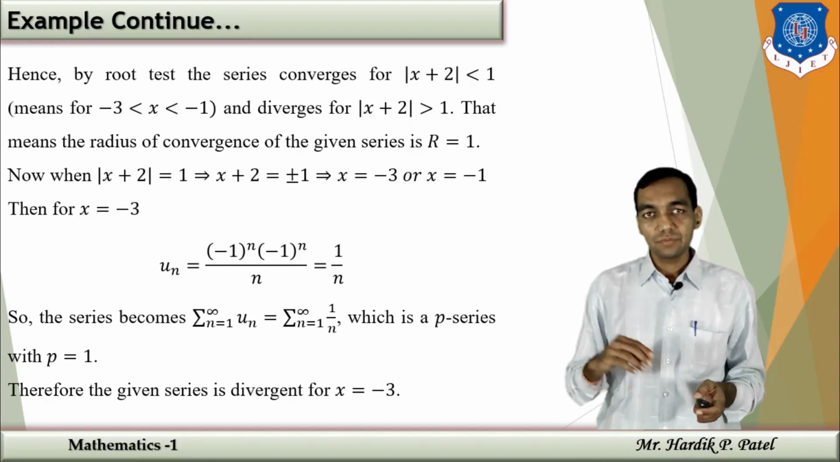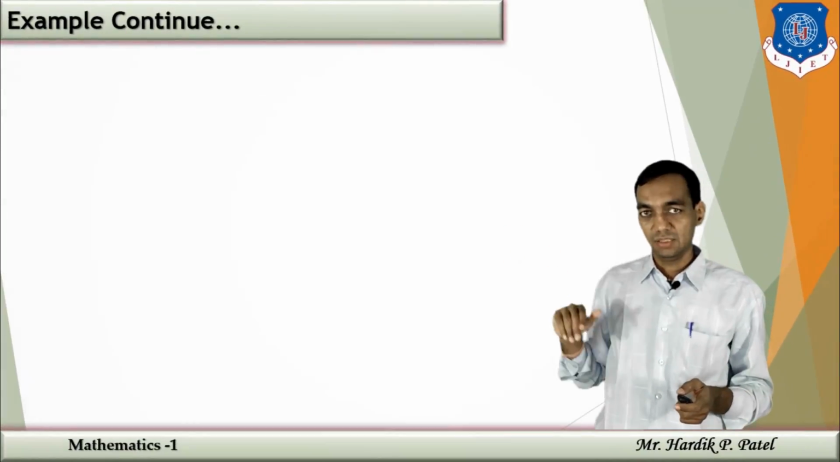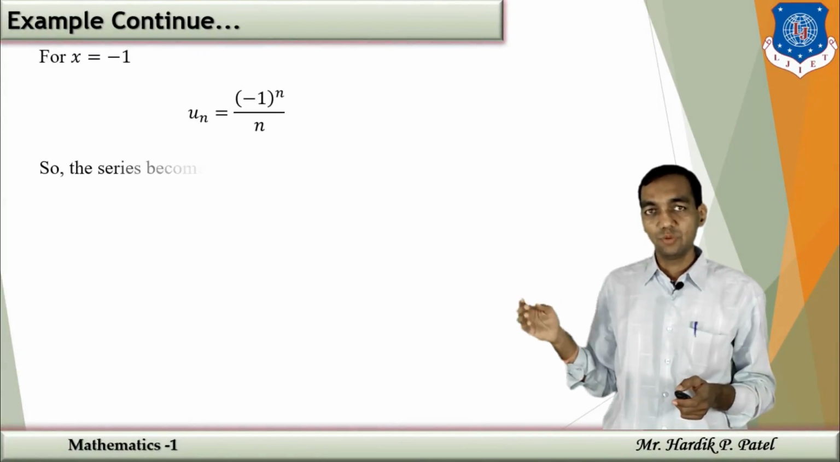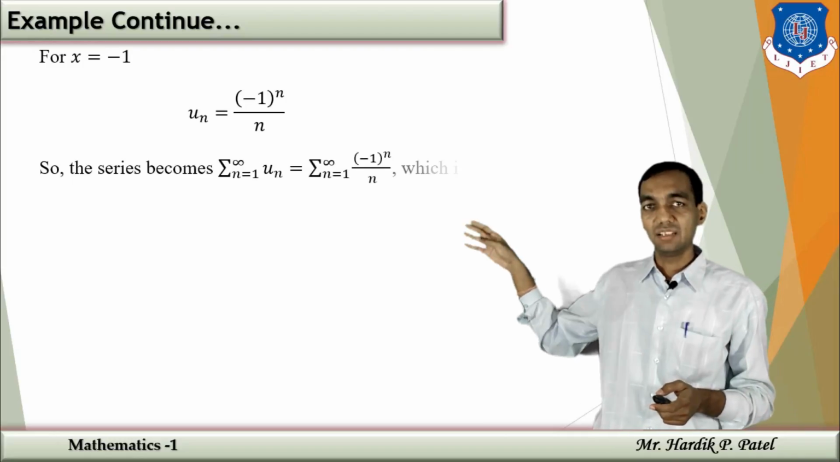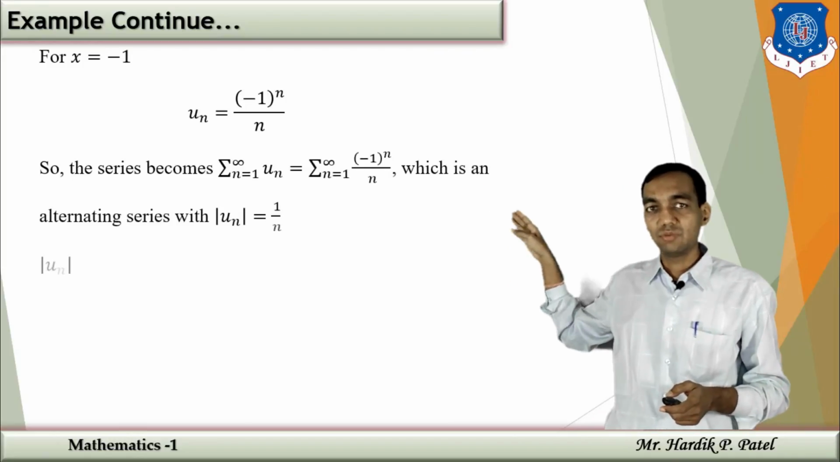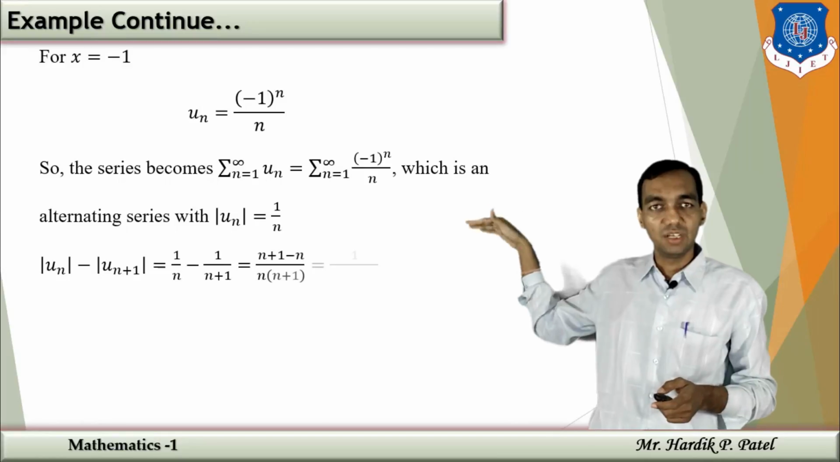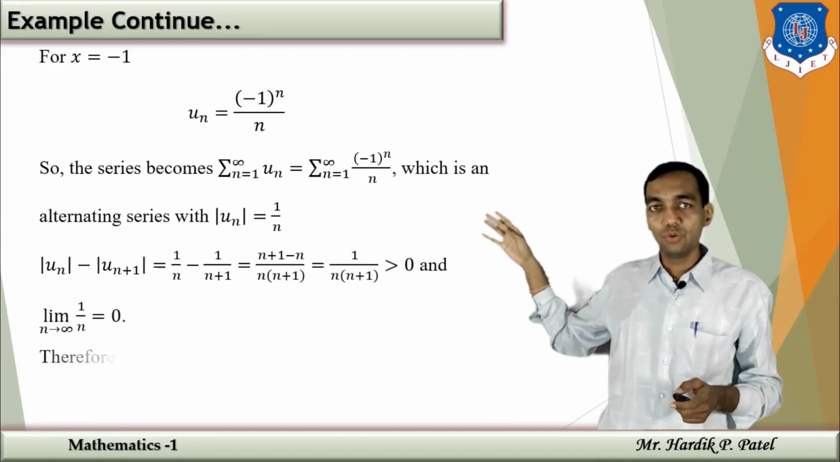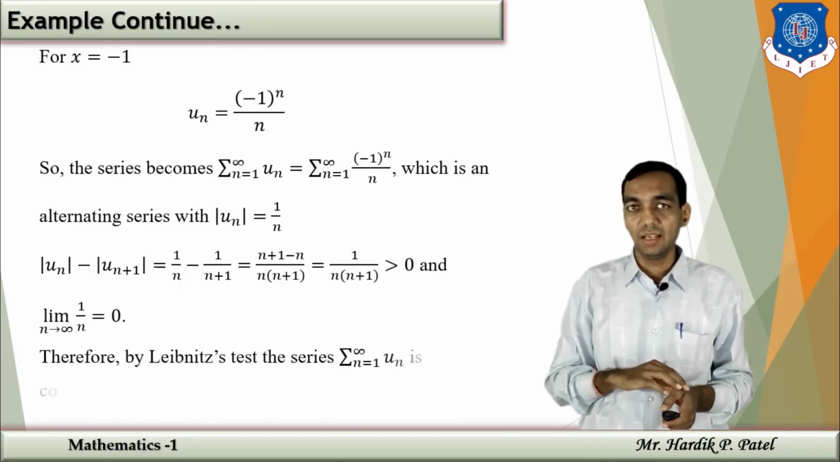In the same manner, now for x equal to minus 1. If you put x equal to minus 1, then un will be (-1)^n into (-1 + 2), that will be 1 raised to n, and 1 raised to n will be 1. So that will give un is (-1)^n upon n.